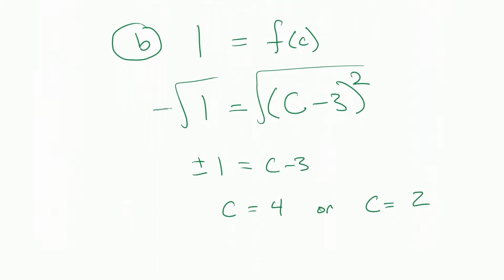Surely it's not that easy. So let's just do the other way as well. 1 is equal to c squared minus 6c plus 9. So if you're really into doing quadratic equations and factoring, this is the way you should do it.